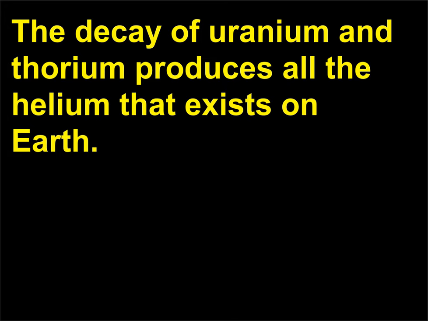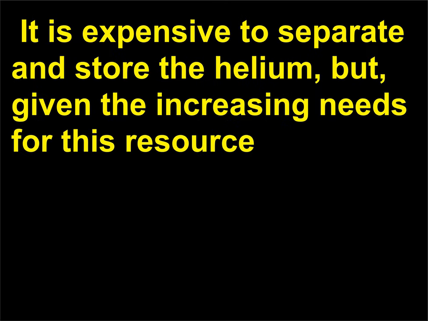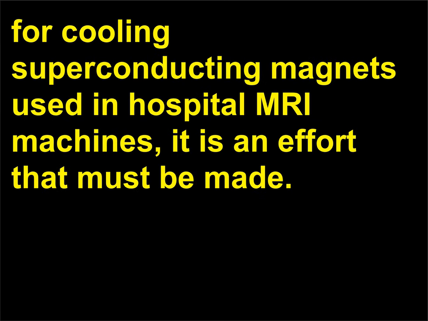Are there uses for alpha decay? The decay of uranium and thorium produces all the helium that exists on Earth. Most of the helium is mixed with natural gas and is extracted from gas wells. It is expensive to separate and store the helium, but, given the increasing needs for this resource, for cooling superconducting magnets used in hospital MRI machines, it is an effort that must be made.